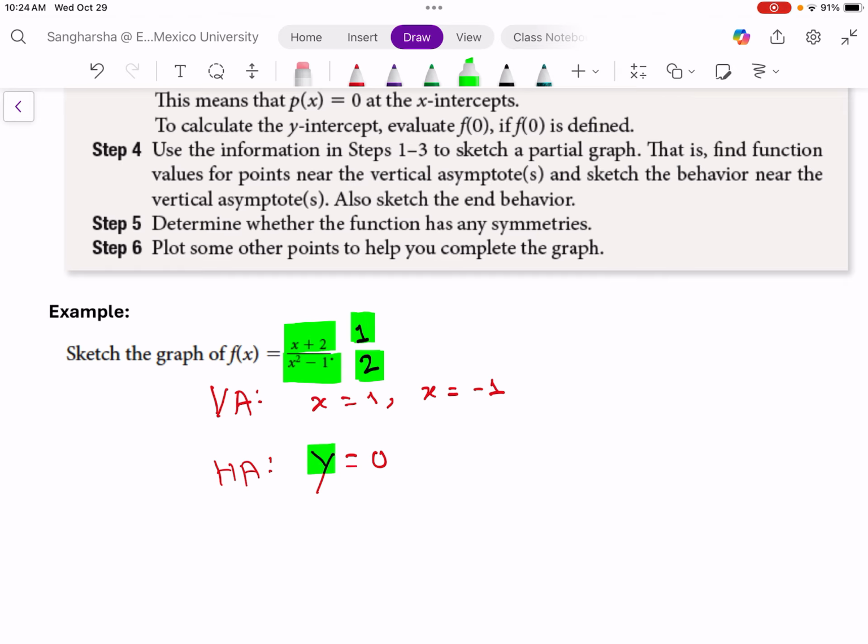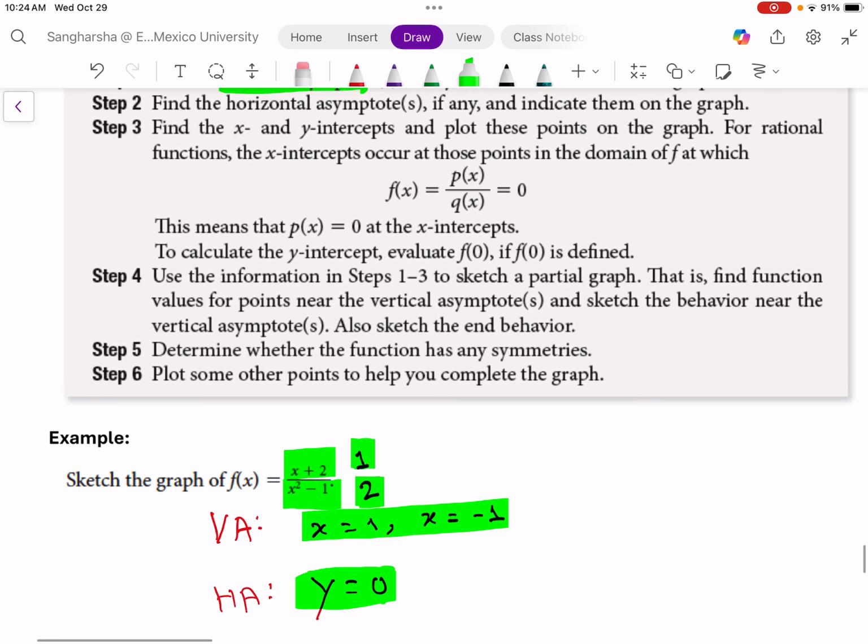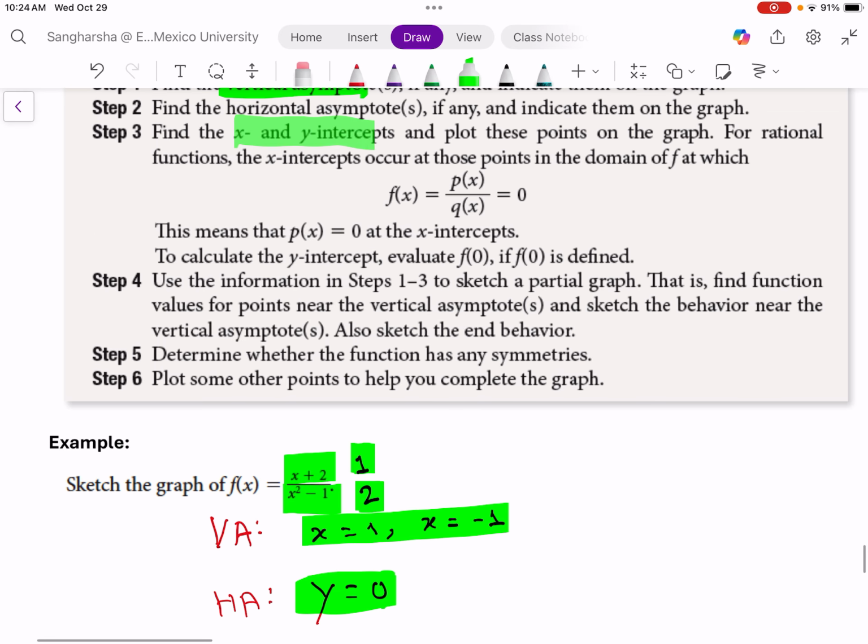A horizontal asymptote is a horizontal line. A vertical asymptote is a vertical line. So if you write down 0, then that is incorrect. 0 is a number, but you need a horizontal line, and this is how we write down a horizontal line, and this is how we write down a vertical line. Next we find the x and y intercept.